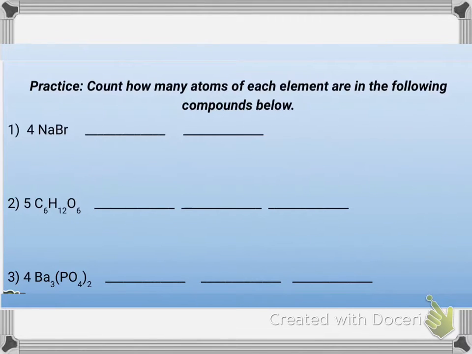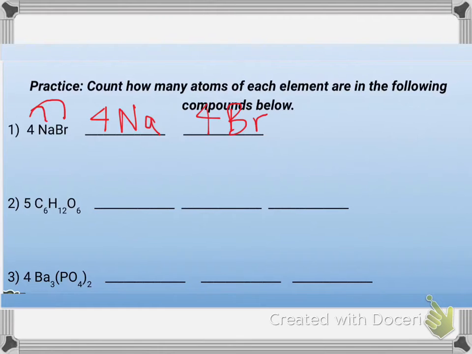compounds below. Okay, so here right away I notice that I have the coefficient 4, and this 4 is going to distribute to everything inside of the compound. So it's going to go to the sodium and to the bromine. So that means I'm going to have 4 sodiums and also 4 bromines. Okay, so keep in mind that there is an imaginary 1 as a subscript under each of these elements here, unless otherwise written. So you just have to do 4 times 1 and then 4 times 1 again for the bromine.